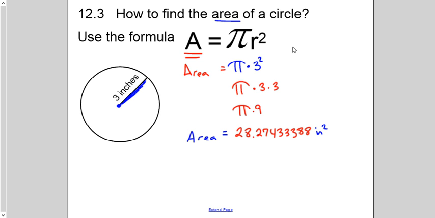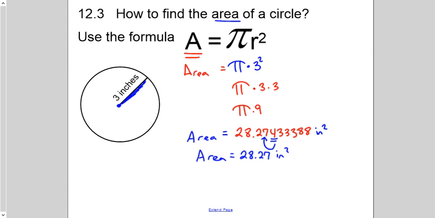Now, if they don't tell you what to round to, you've got several options. Usually you would round to the nearest tenth or the nearest hundredth. I kind of like the nearest hundredth myself. Makes it a little bit more accurate. So you look at the third decimal place, and then you use that to judge what you do with the second decimal place. This 4 is less than 5, so I'm going to keep that 7 just how it is. So it's going to be 28.27 inches squared, the area of this circle.